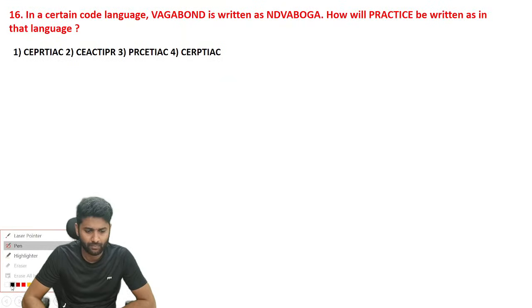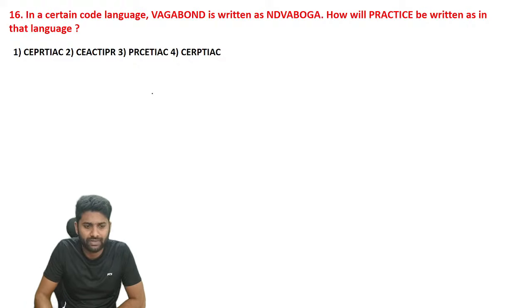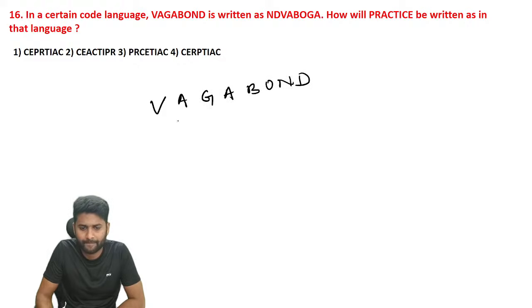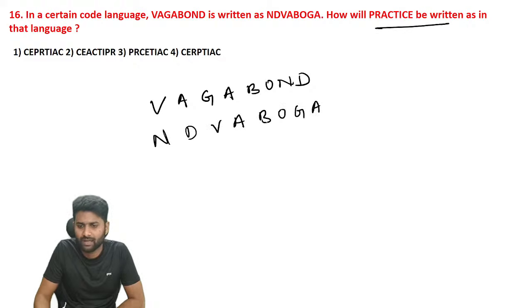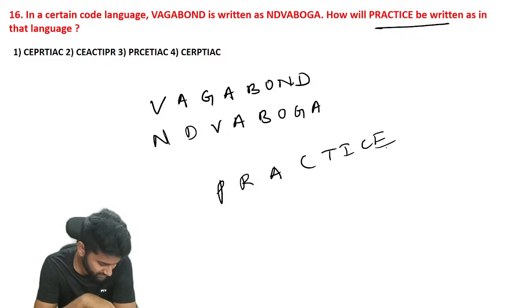Next, one more question from coding and decoding. In a certain code language, VA, GA, BO, ND is coded as NDVABOGA. Then how will PRACTICE be coded in that code language?